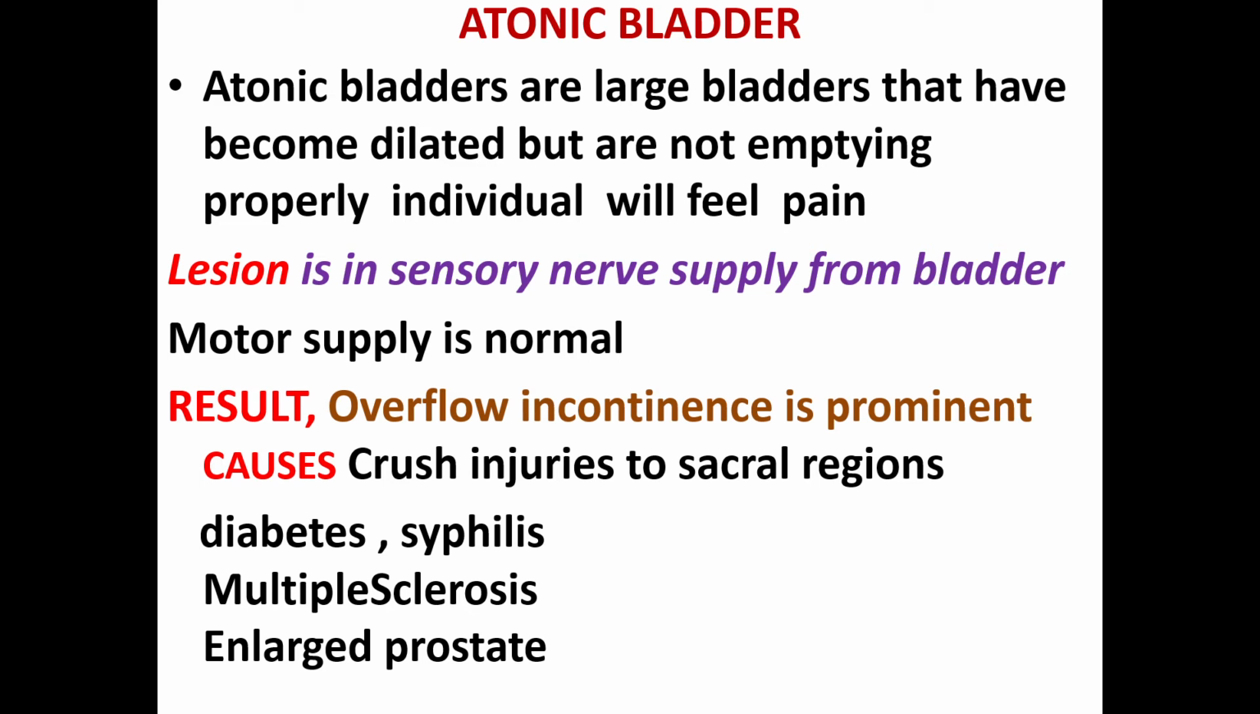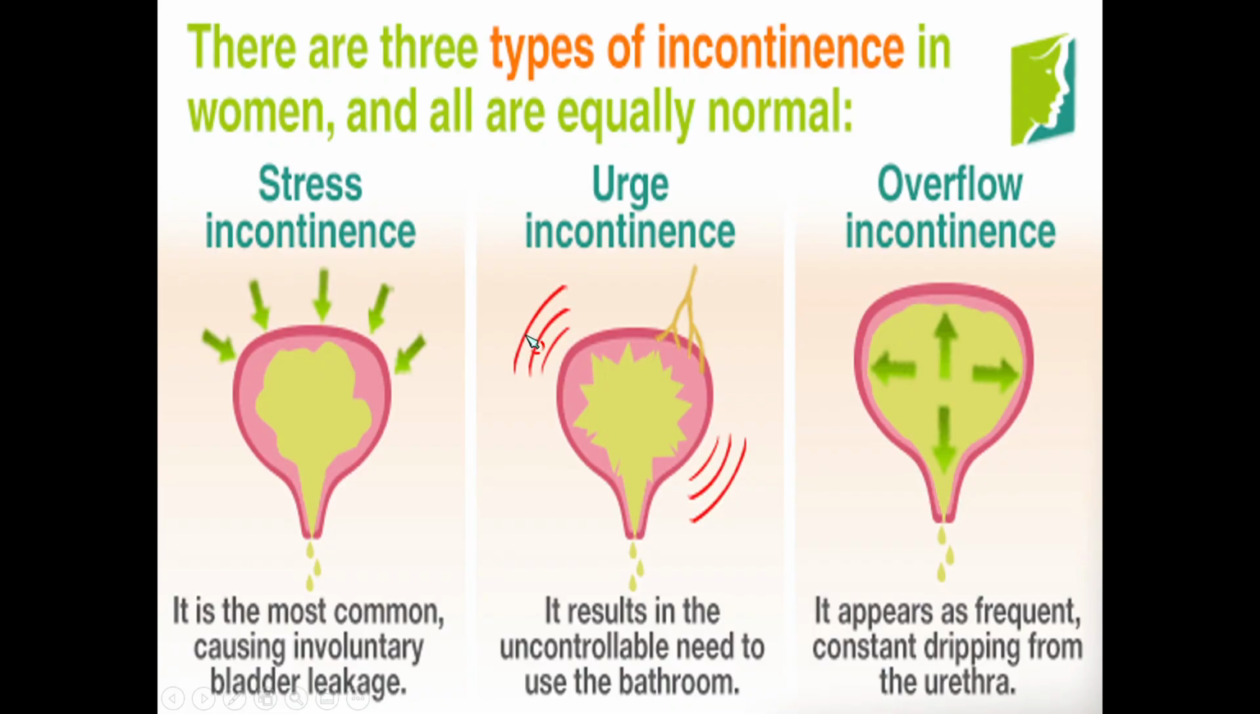Atonic bladders are large bladders because your muscles are relaxed, large bladders that have become dilated but are not emptying. That means the bladder is filling, and it is not emptying properly. The individual will feel the pain. That is when the patient will feel the pain. Where is the lesion? The lesion is in the sensory nerve supply from the bladder. Usually the motor supply is normal.